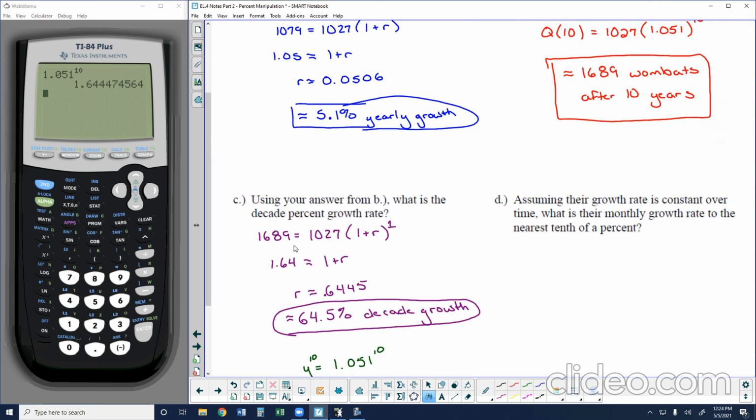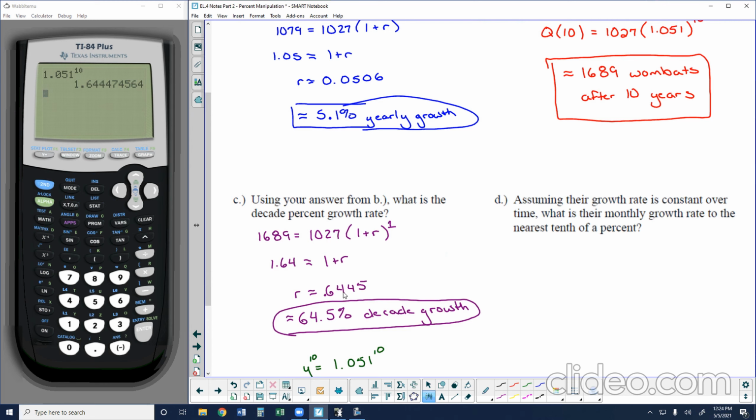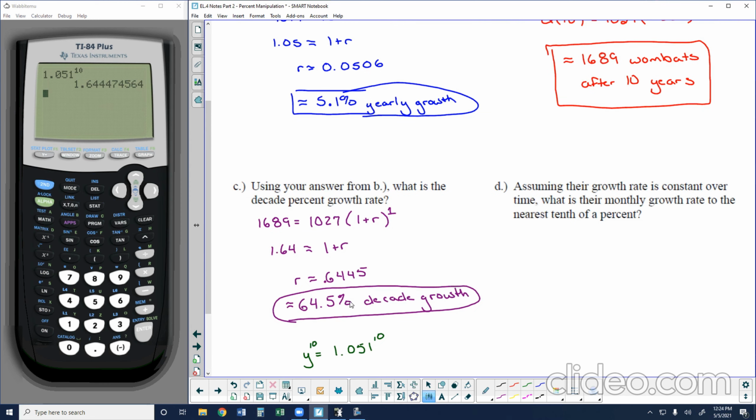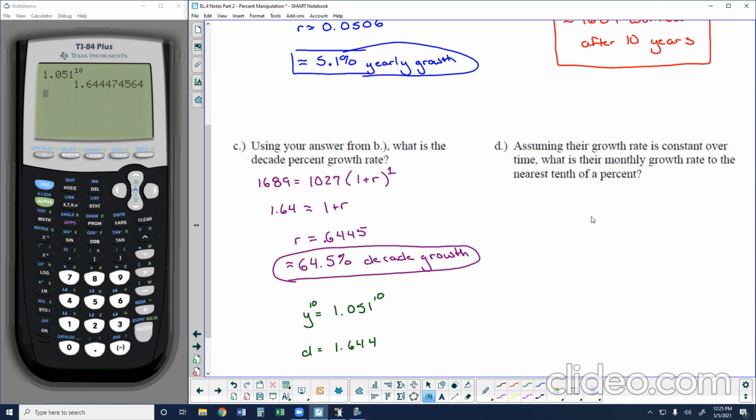It's a shortcut. So in C, we first found the population after 10 years, and then put that back into the formula and solve for R. And it's rounded a little bit because we rounded some of our work there. In this method, we just go straight from finding the yearly growth rate into converting it into a decade growth rate. So in part D, it says, assuming the growth rate is constant over time, what is their monthly growth rate to the nearest 10th of a percent? So let's use the shortcut method here.